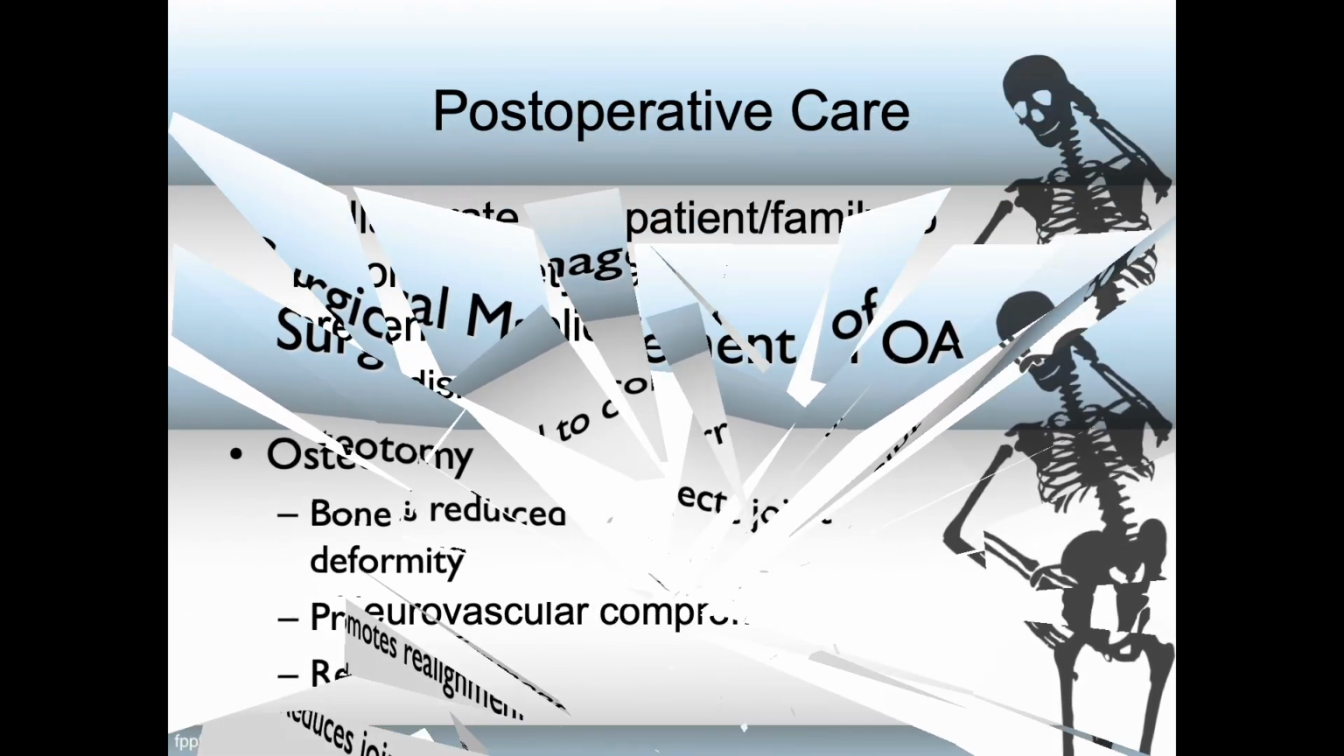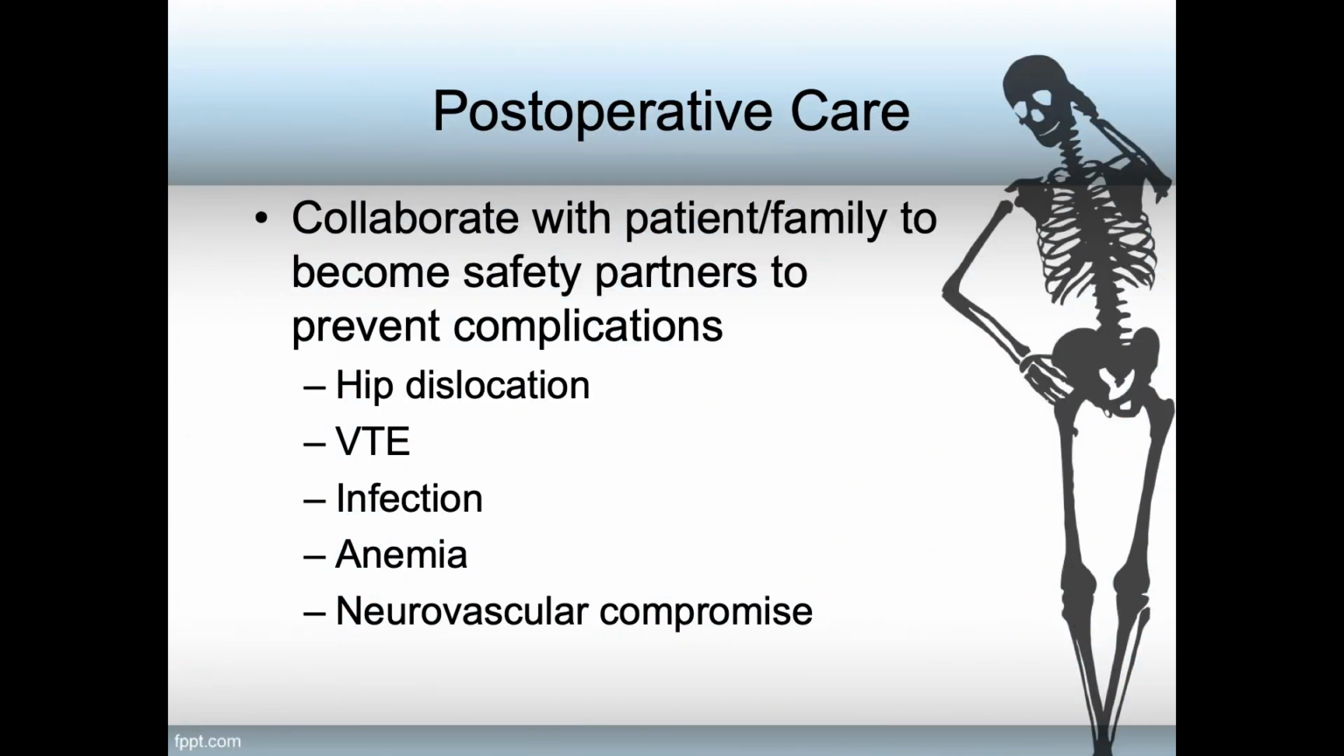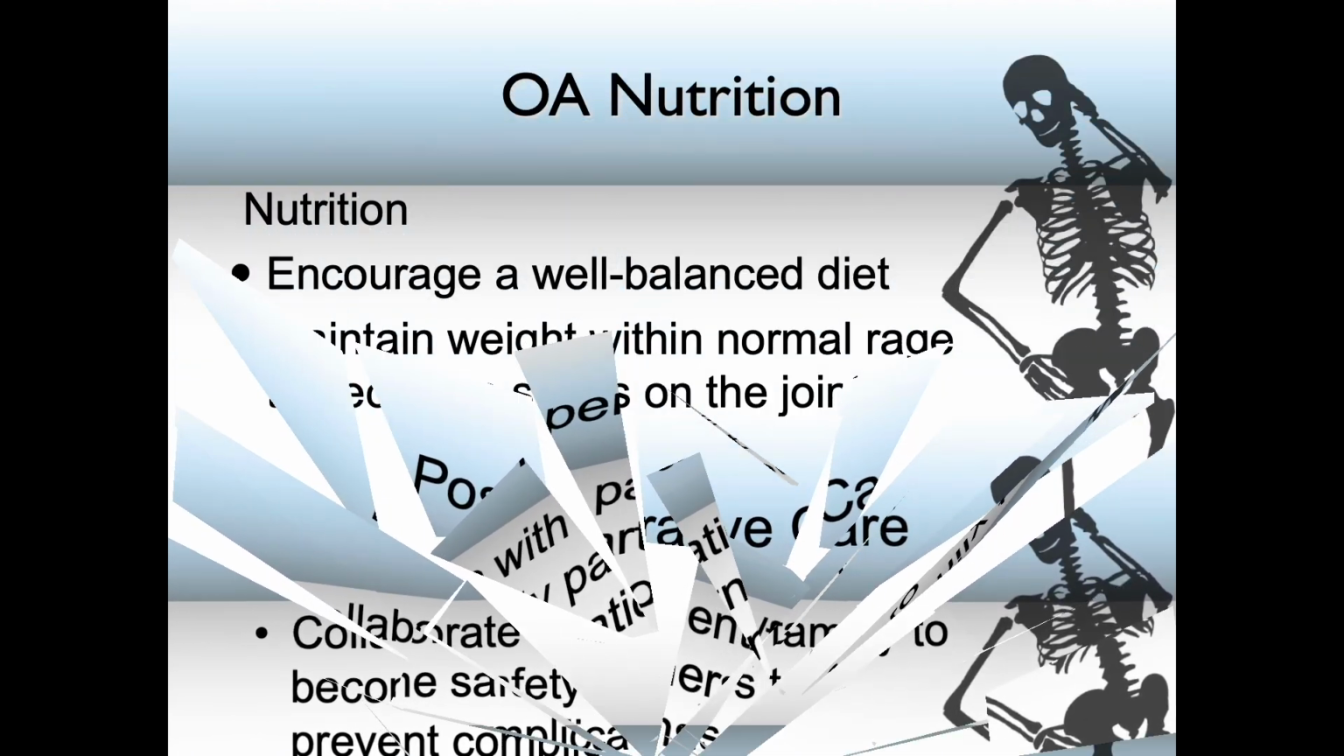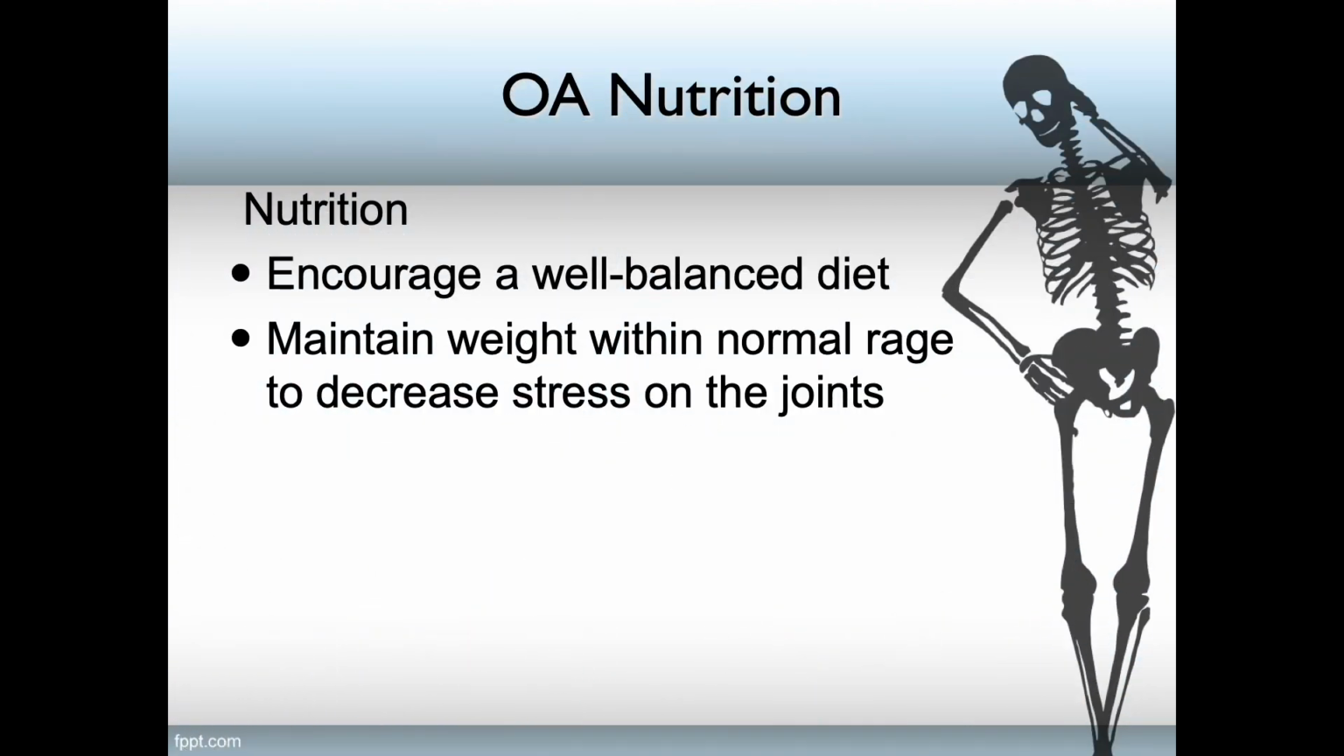Knee and hip replacement surgery is very painful and complicated, so collaborate with the patient and family to become safety partners to prevent complications such as hip dislocation, thromboemboli, infection, anemia, and neurovascular compromise. Frequently, the OA is caused by being overweight, so nutrition should be addressed. The nurse should encourage a well-balanced diet and tell the patient to maintain weight within normal ranges to decrease stress on the joints.